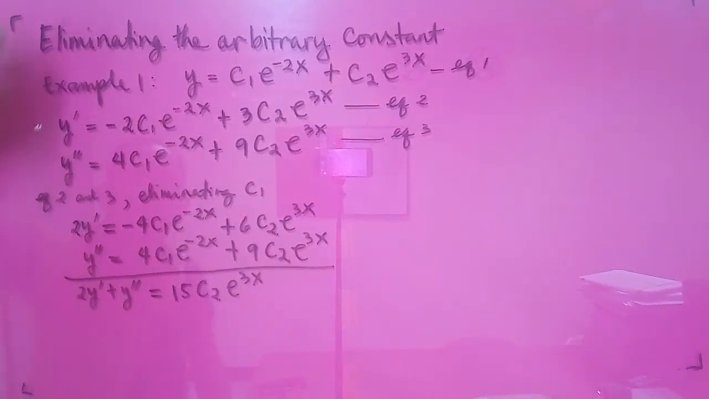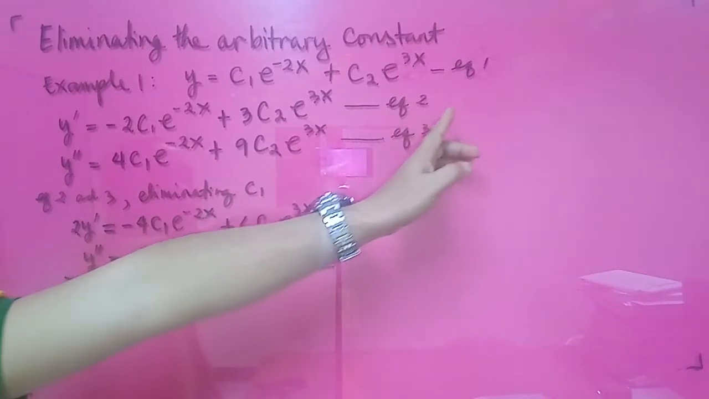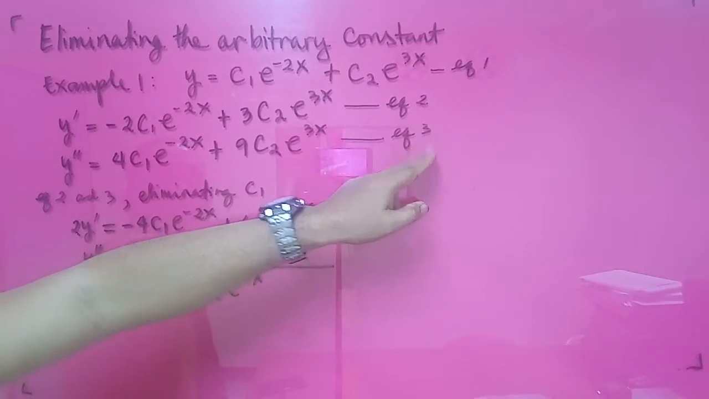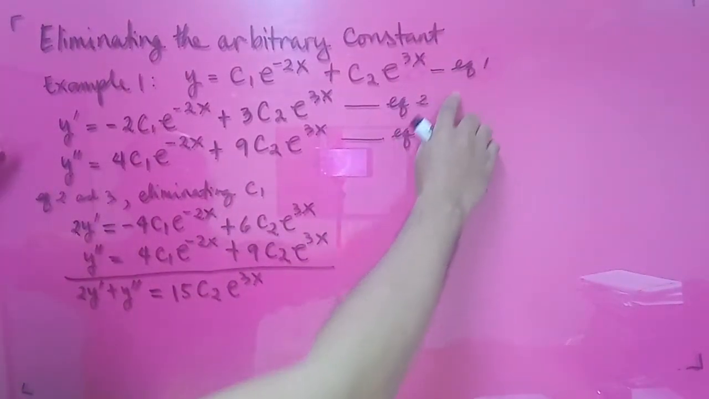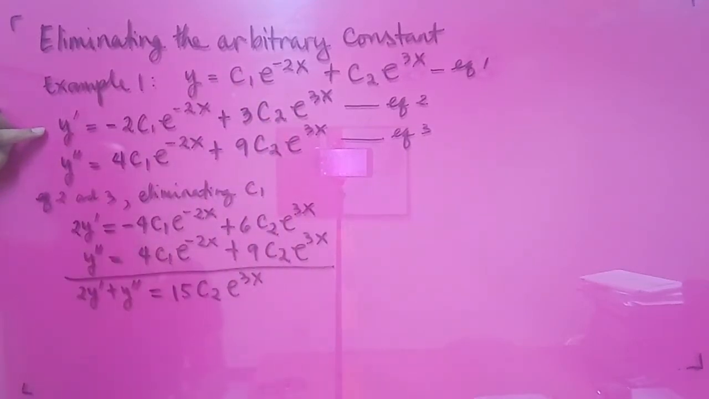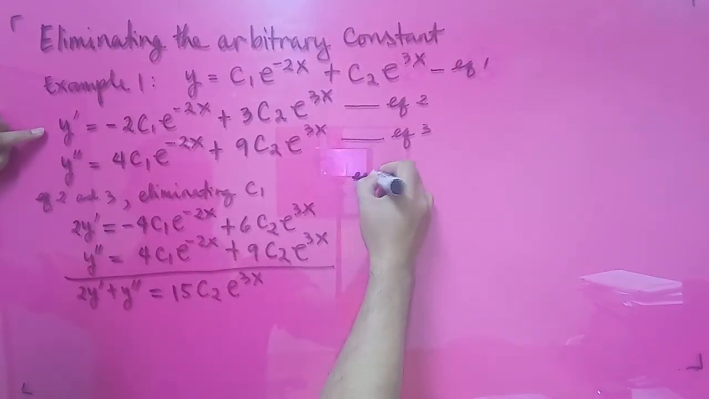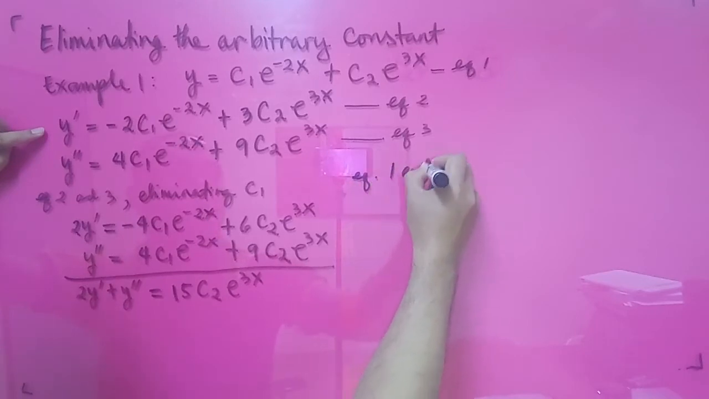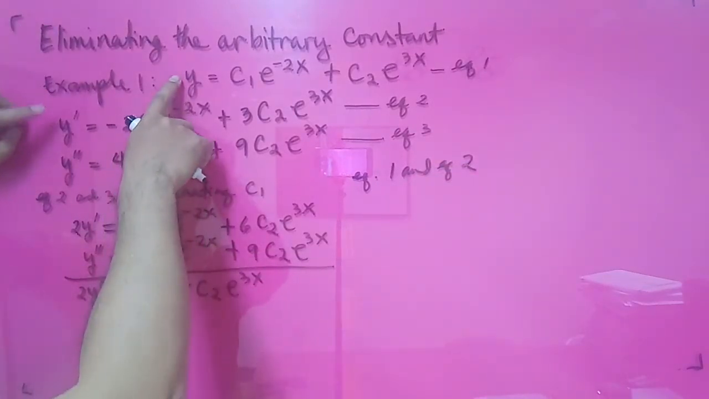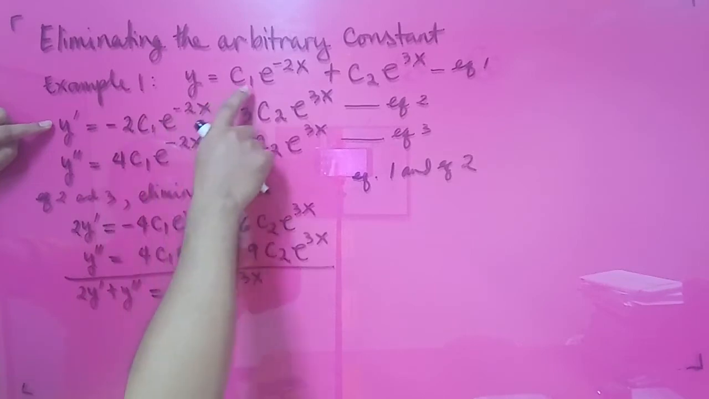This time, we will combine equation 1 and 2, or equation 1 and 3, it's up to you. For me, I will choose equations 1 and 2 because I want to eliminate c sub 1. So I will combine equation 1 and equation 2, and I want to eliminate c sub 1.